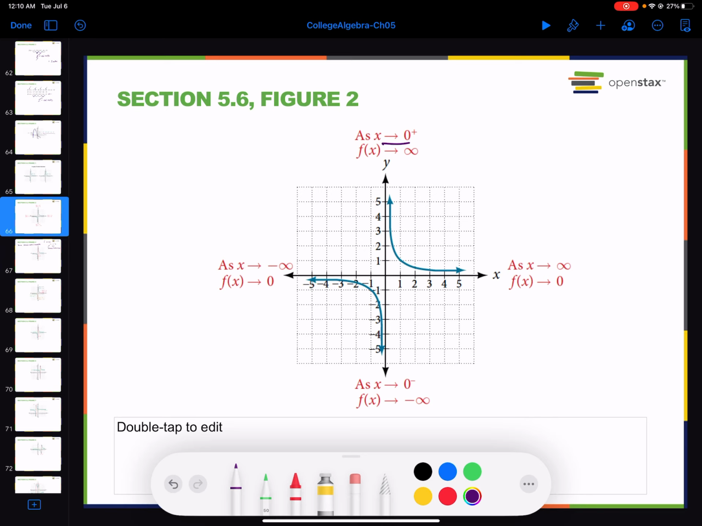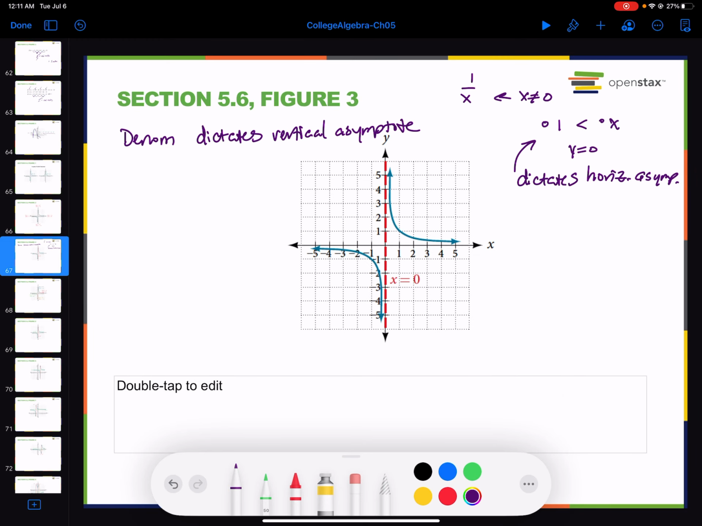So, as x goes to 0 from the positive side, you're going to go towards infinity. And then as x goes to infinity, the function is going to go towards 0. So each of these ends takes on a different behavior. So you can look at this slide and focus a little bit more on those.